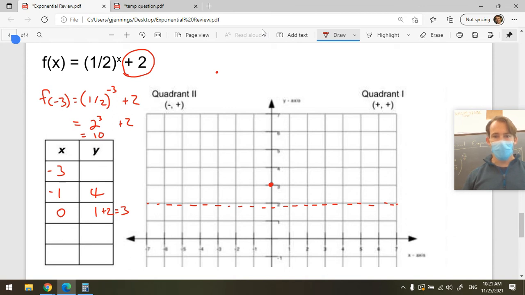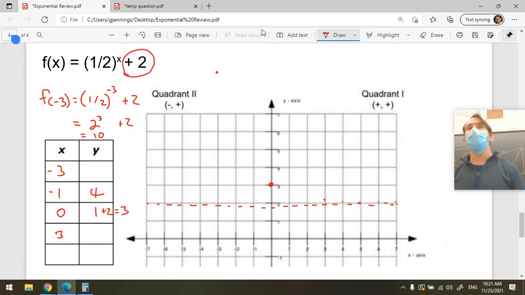And then let's grab a value like 3. Okay? 1/2 to the 3 is 1/8. 1 over 2 to the 3 is 1 over 8. 1 over 8 plus 2 is 2 plus an eighth. So here's 2 plus an eighth. This would be 2 plus a 16th. This would be 2 plus a 32nd. This would be 2 plus a 64th. This would be 2 plus a 128th. Notice it gets closer, closer, closer to 2.